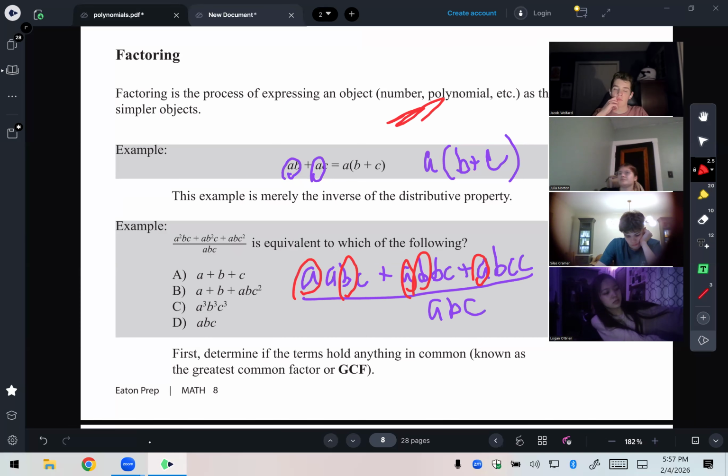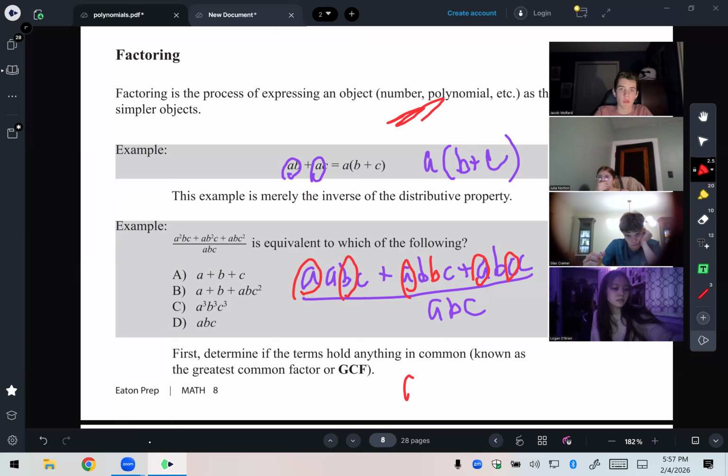I have two B's in there. I don't know why. There are two B's in that one originally? No, it's A squared B. Oh, it is supposed to be there. Yeah, there were two B's there. And then we're taking out a C.